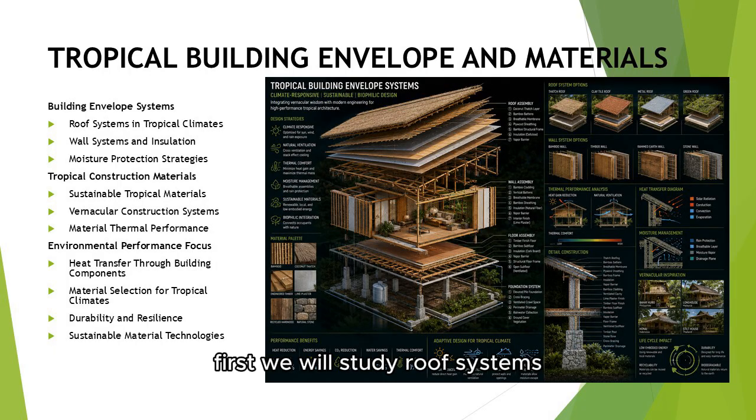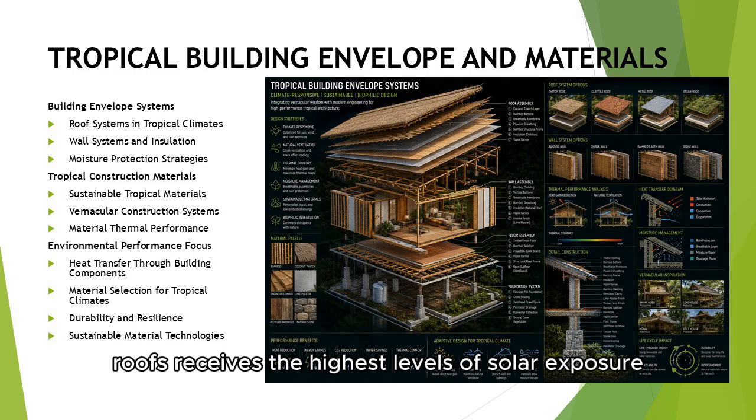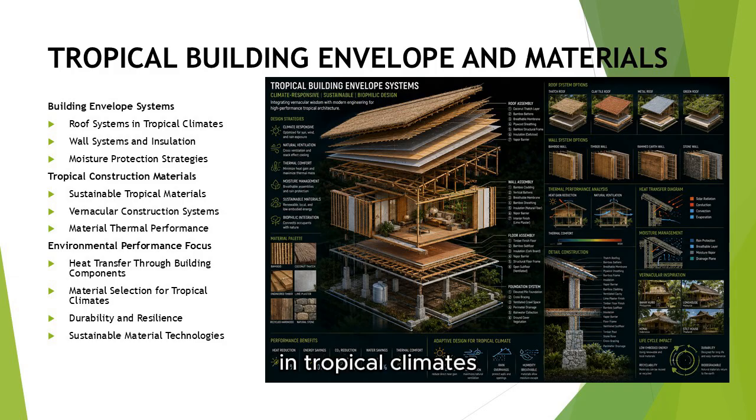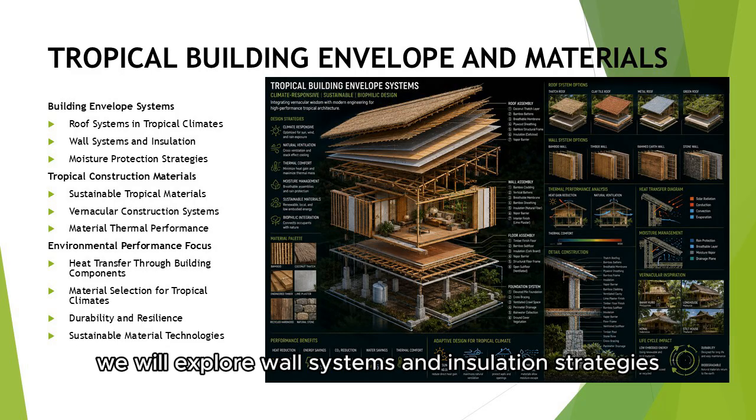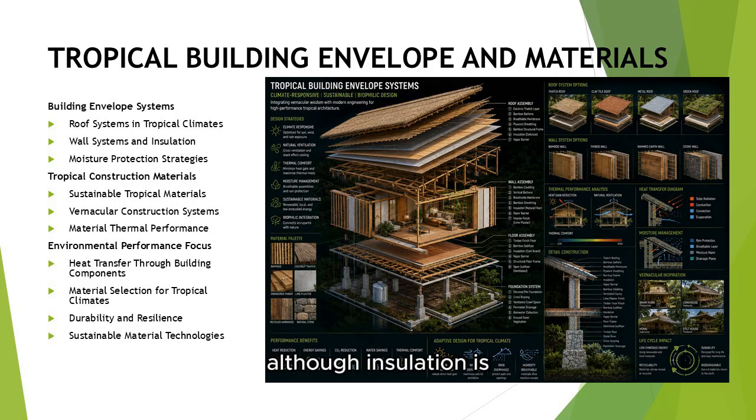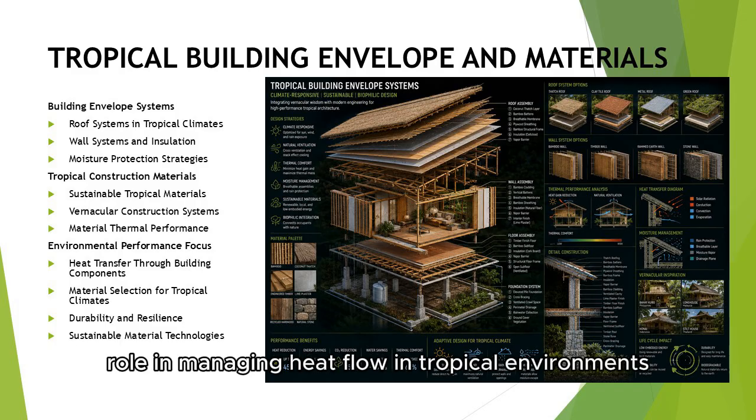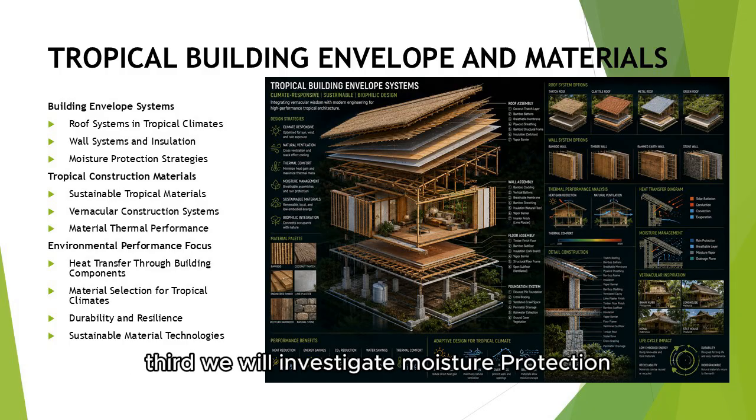First, we will study roof systems because roofs receive the highest levels of solar exposure in tropical climates. They play a major role in thermal performance. Second, we will explore wall systems and insulation strategies. Although insulation is commonly associated with cold climates, it also plays a significant role in managing heat flow in tropical environments.